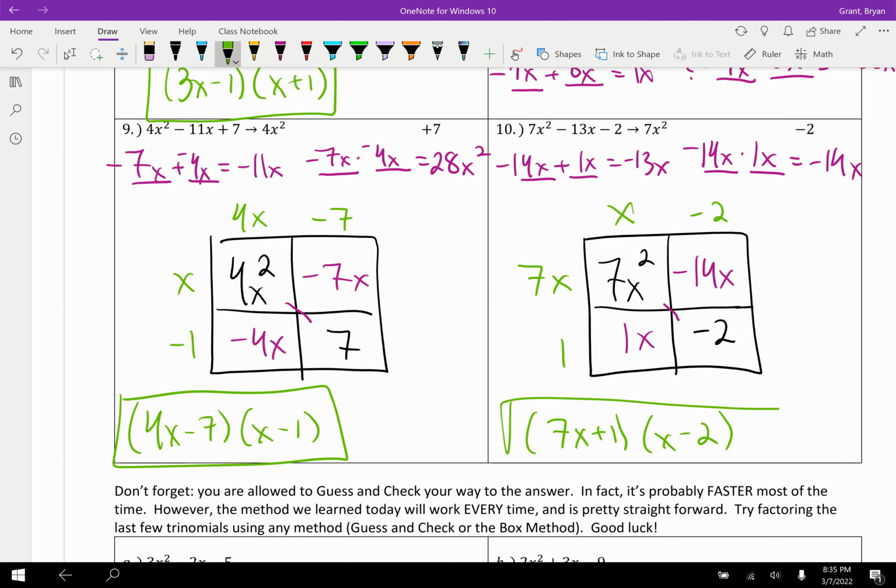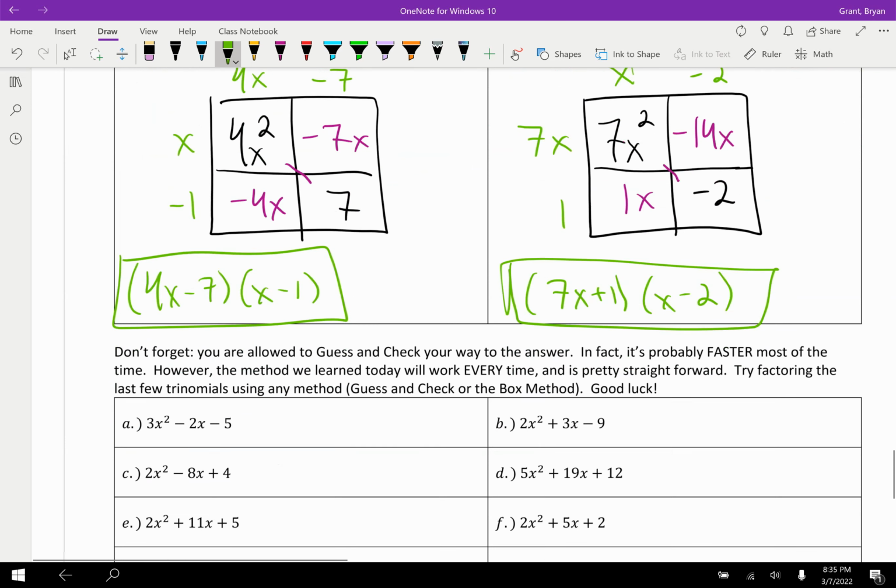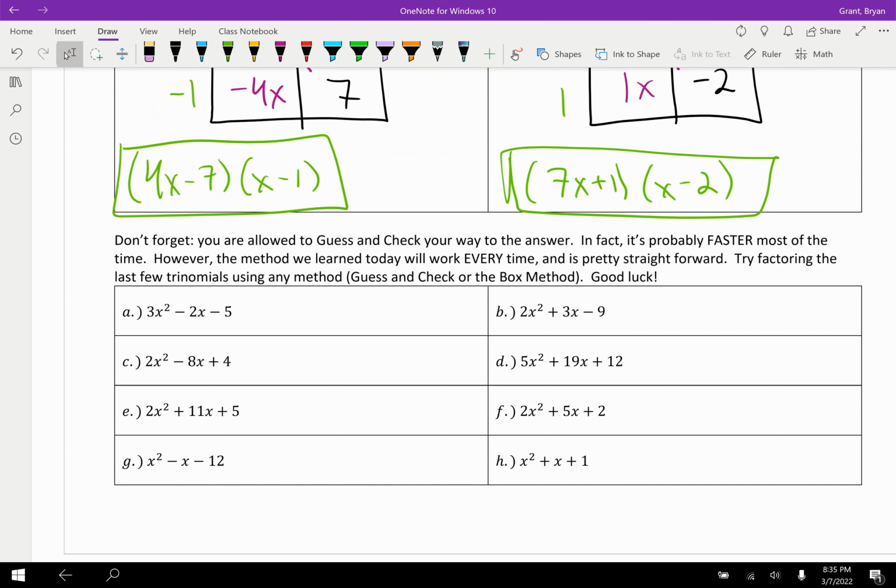We got some good factoring done here, guys. I am excited and proud of all of you. All right, the last part of today is to remember that oftentimes guess and check is faster. I guess and check probably 95% of the time. In fact, every problem that's written down below is almost certainly one that I would guess and check on. If you're not guessing and checking and you use the box every time, that's okay too. Whatever works well for you. The box method is awesome because it works the same way every time. Guessing and checking is messier, but it's faster.